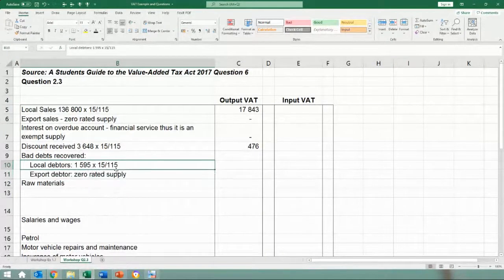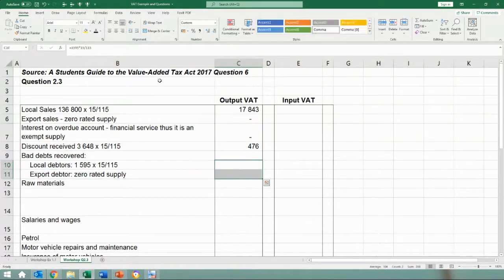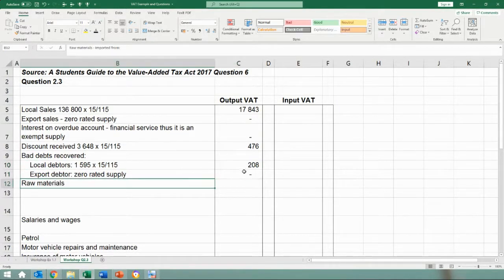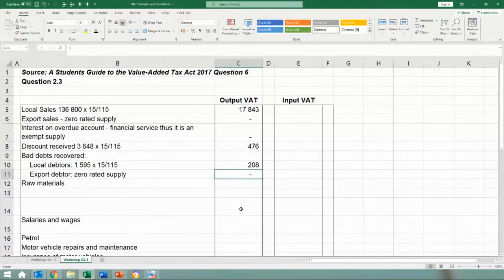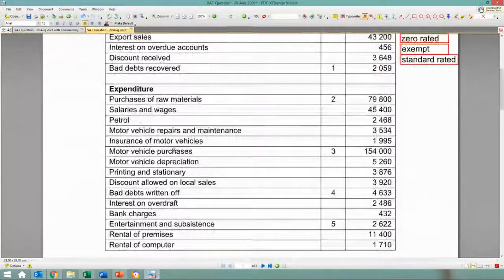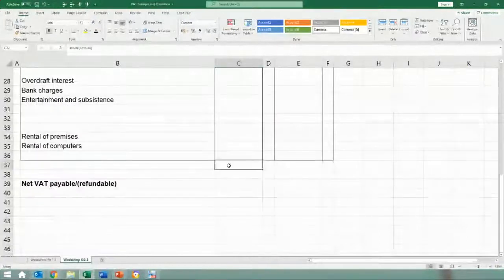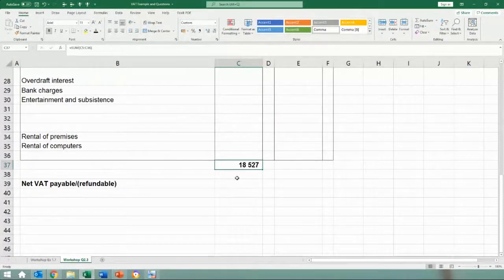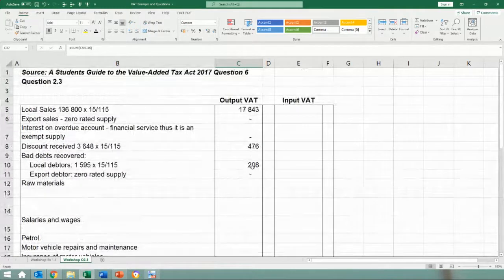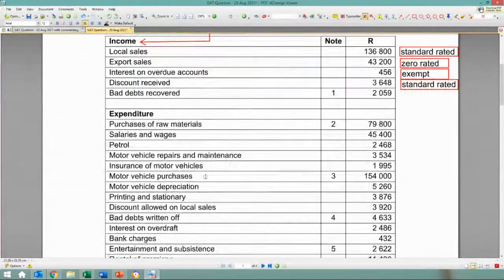So we've got our local data, which would be 15 over 115, and then we've got our export data, which is zero rated. So you would receive a point for the export data, which is a zero. Okay, so now we have covered all the output VAT. The next step is to total all the output together to get a total output VAT amount. Then we move on to the input VAT.